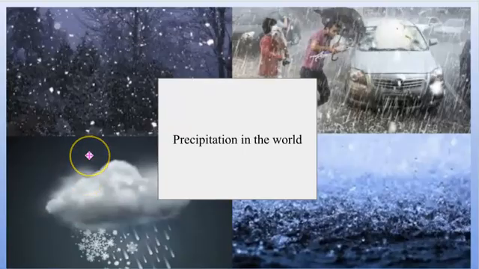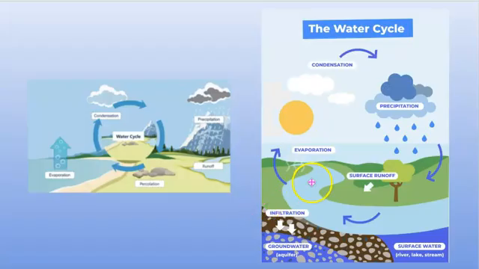Here are a few pictures of precipitation in the world around us. We have snow, we have hail, and then in the bottom right corner we have rain, and then this is a graphic of a combination of each. Once precipitation occurs, the cycle can begin again by the precipitation being evaporated, which we see in these graphics right here.